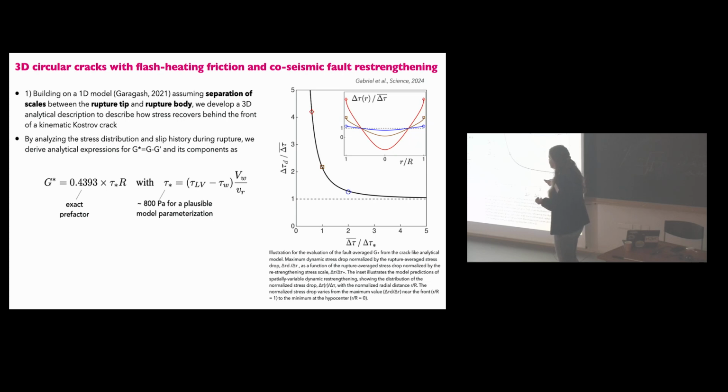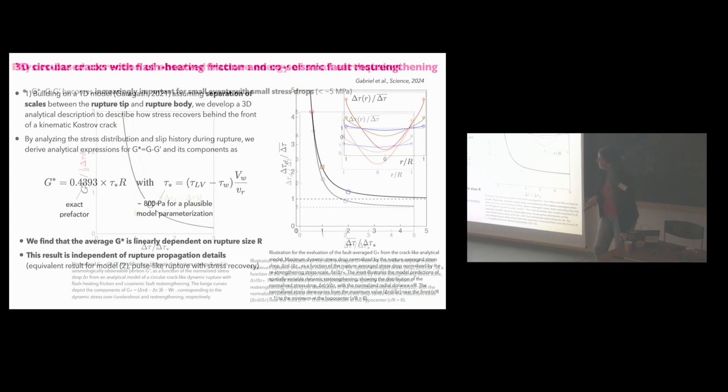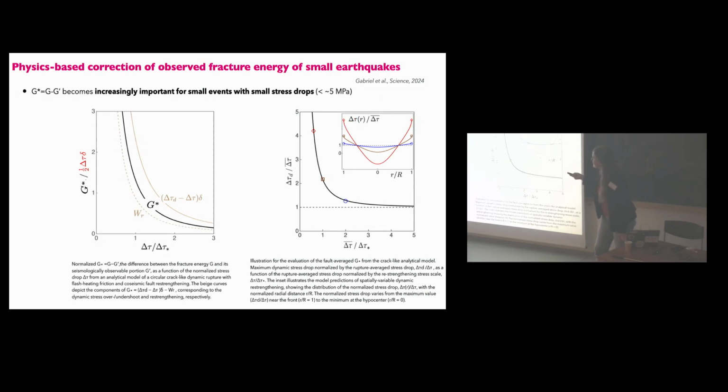But by analyzing the stress distribution and the slip history during rupture, the analytical expression for this difference actually reveals something quite surprising: you get a linear scaling between the difference between observed and real fracture energy that you see here with R, which is the size of the rupture. So the average G star, the difference that is difficult to observe, is linearly dependent on the rupture size. And this result is independent of rupture propagation details. And this difference becomes increasingly important for small events with small stress drops.